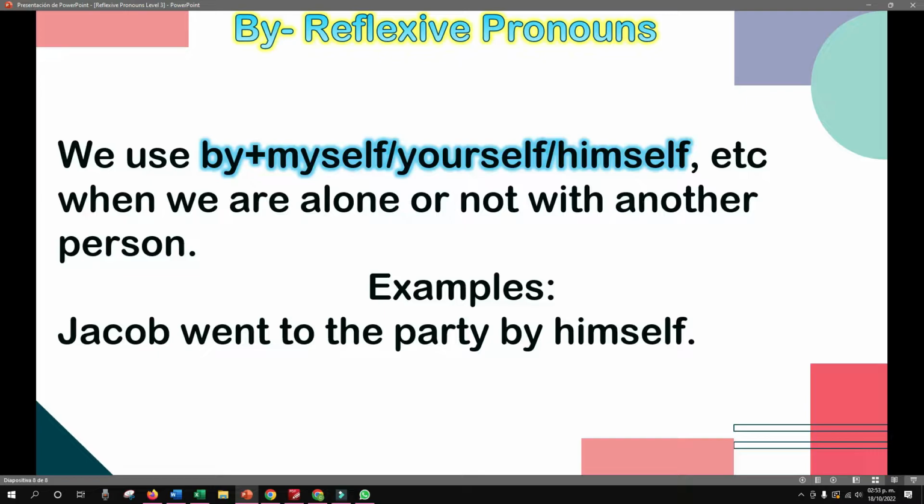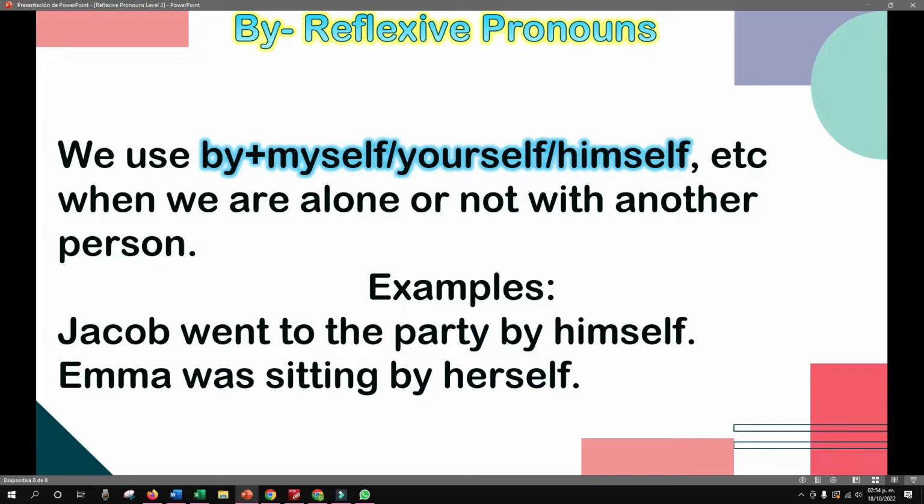You have the subject, right? The verb went to where? To the party by himself. Por él mismo, ¿verdad? Nadie más fue con él. No había otra persona entonces, que fuera con él, ¿verdad? Entonces, by. Están utilizando esta palabra, ¿verdad? By. Jacob went to the party by himself.